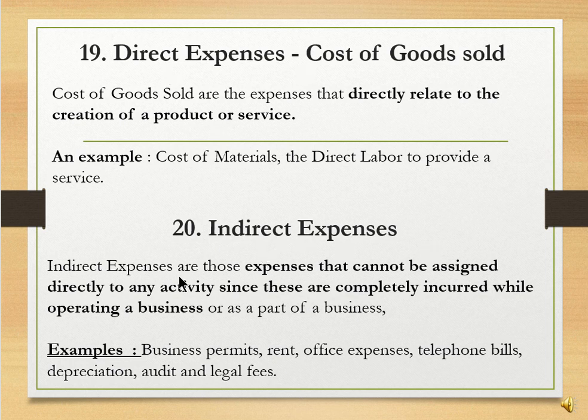When it is indirect expense, these are expenses that cannot be assigned directly to any activity or a product, since these are incurred while operating a business or part of a business. For example, business permit, which is not directly related to the production of a product, rent of office, office expenses, telephone bills, depreciation, audit, legal fees, and all are called indirect expenses. Basically, direct expenses come in the trading account and indirect expenses come in the P&L account.